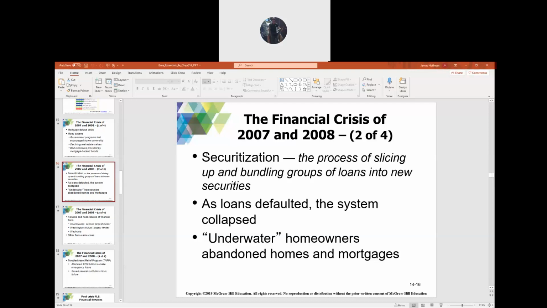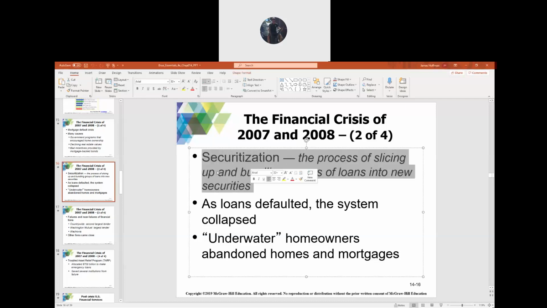So what is securitization? This is the process of slicing up and bundling groups of loans into securities. A bigger problem was that a lot of these mortgage-backed securities were bundled together and then resold and resold and resold. And so investors didn't even know what they were buying or selling. They just knew that the asset was worth more. Eventually, we didn't even know what was in these bundles of investments, and they got riskier and riskier. And once the risky ones started to default, the whole system kind of started crumbling.